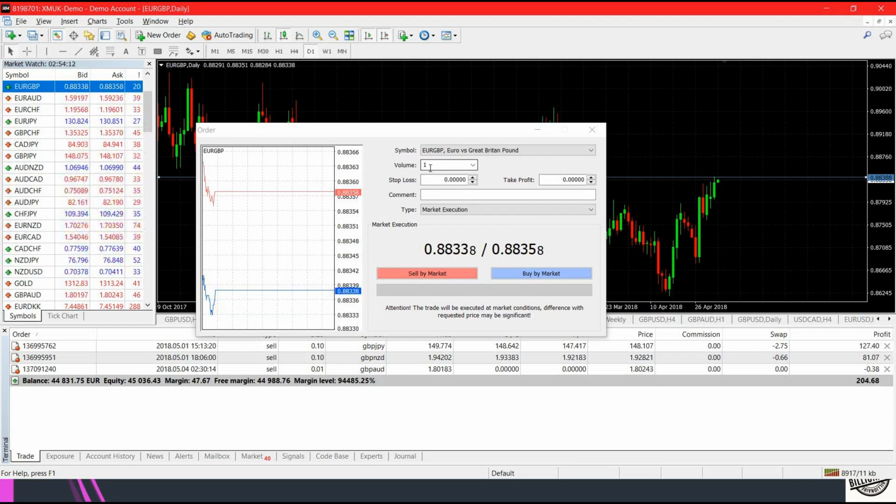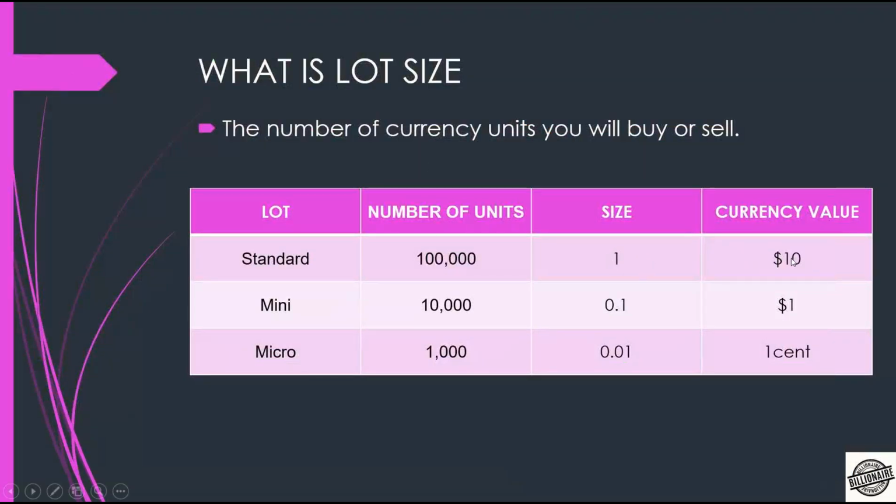Just know that 1 means 10, 2 means 20, 3 means 30, 4 means 45. Those are called standard lot sizes, which means you are taking whole numbers from your account. Now 0.1 means $1, so 0.2 means $2, 0.3 the same pattern. 0.01 means 10 cents, and 0.02 means 20 cents. You see the difference now? So 1 standard lot size means $10.